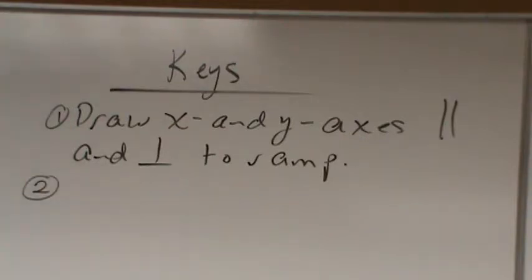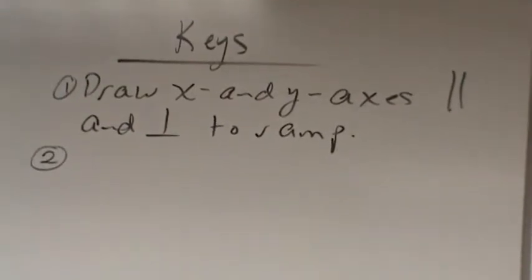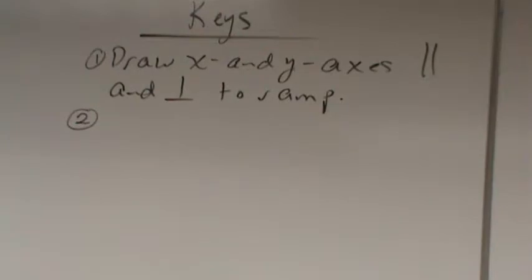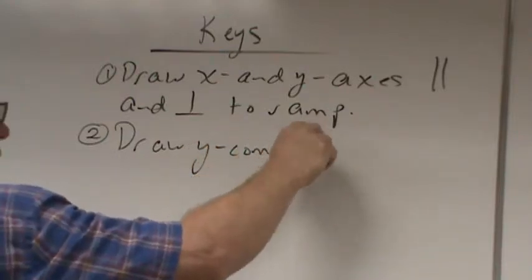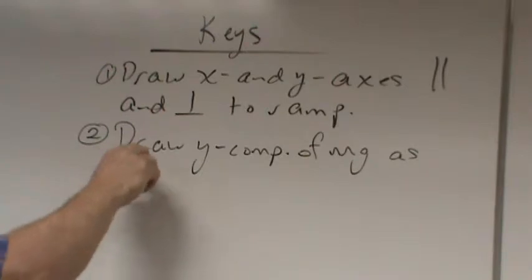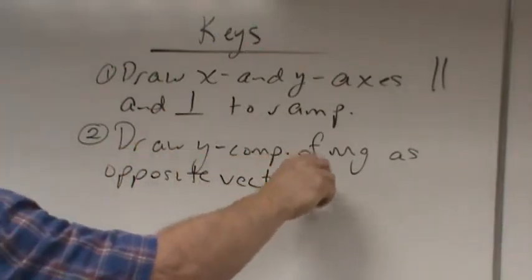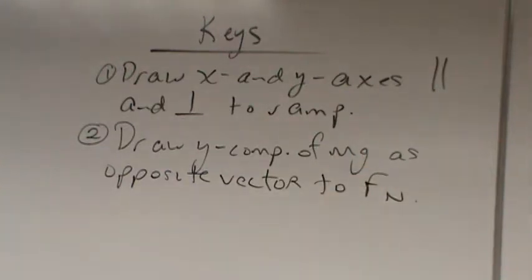Step 2, when you do mg, draw your y component of mg as an opposite vector to the normal force. You'll just find that it gives you a better look for your free body diagram. And of course, you're going to discover that the perpendicular component of weight is always mg cosine 25. The parallel component of weight is always mg sine of 25 degrees.